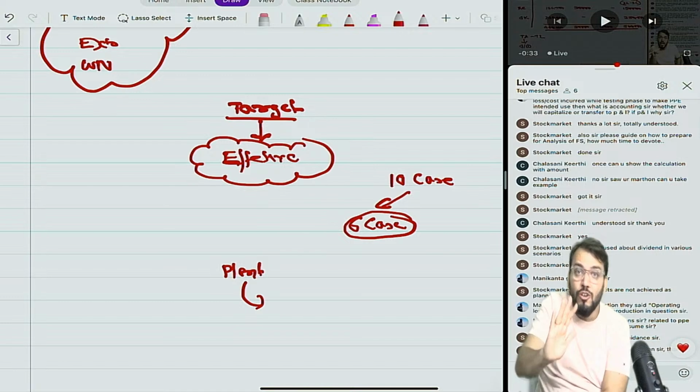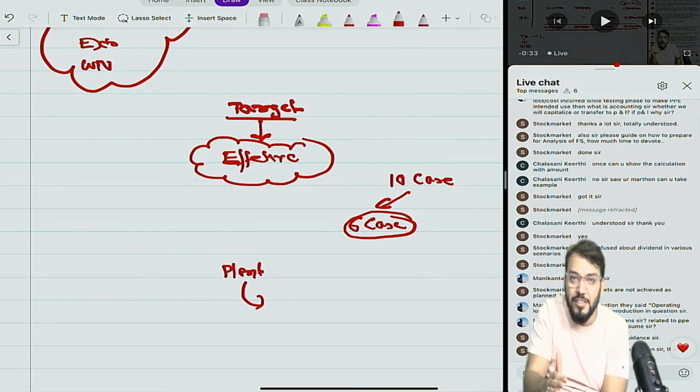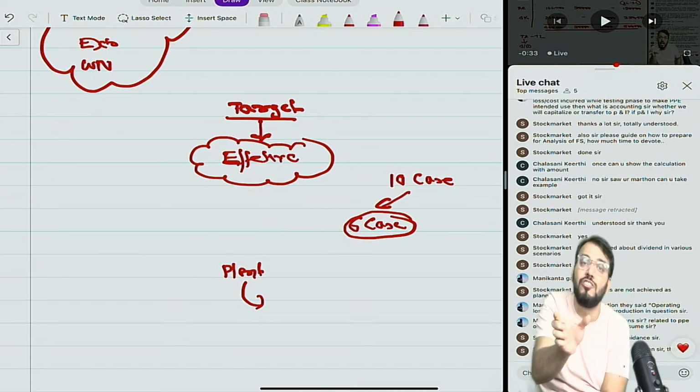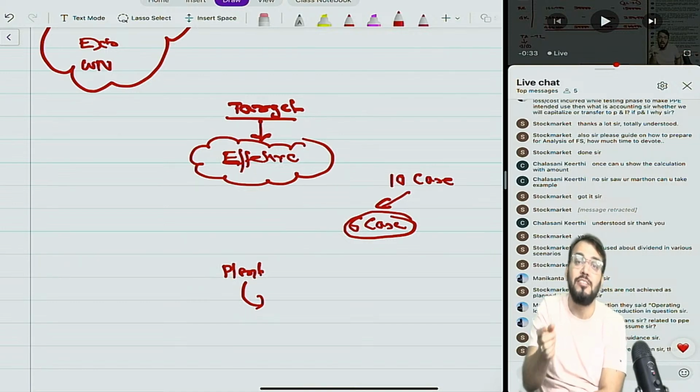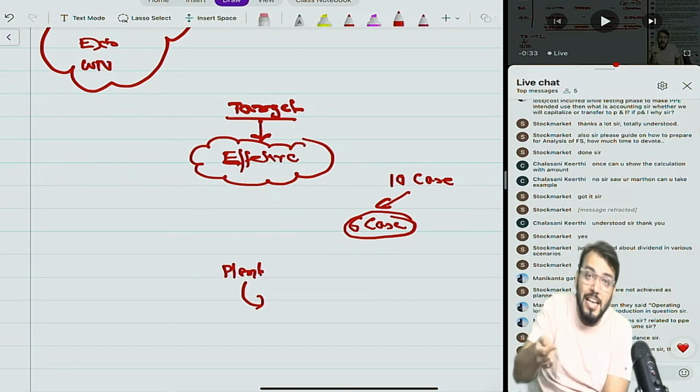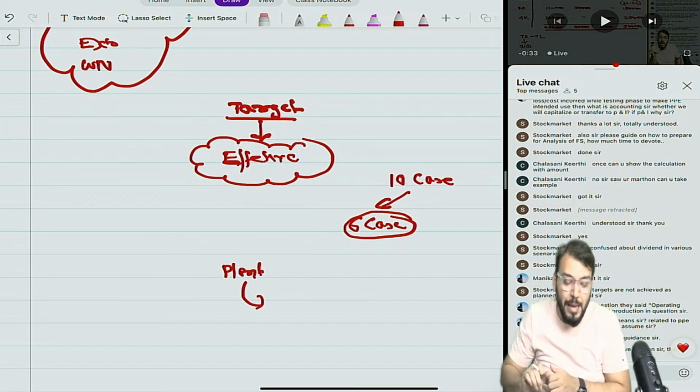Initial operating losses means once the asset is ready for use, it might not be used for the full capacity. It might not be used for the entire capacity. So you might be incurring some losses during your initial period. That is known as initial operating losses. That will never be capitalized. Testing cost has been incurred before the asset is ready for use, so that will be capitalized.